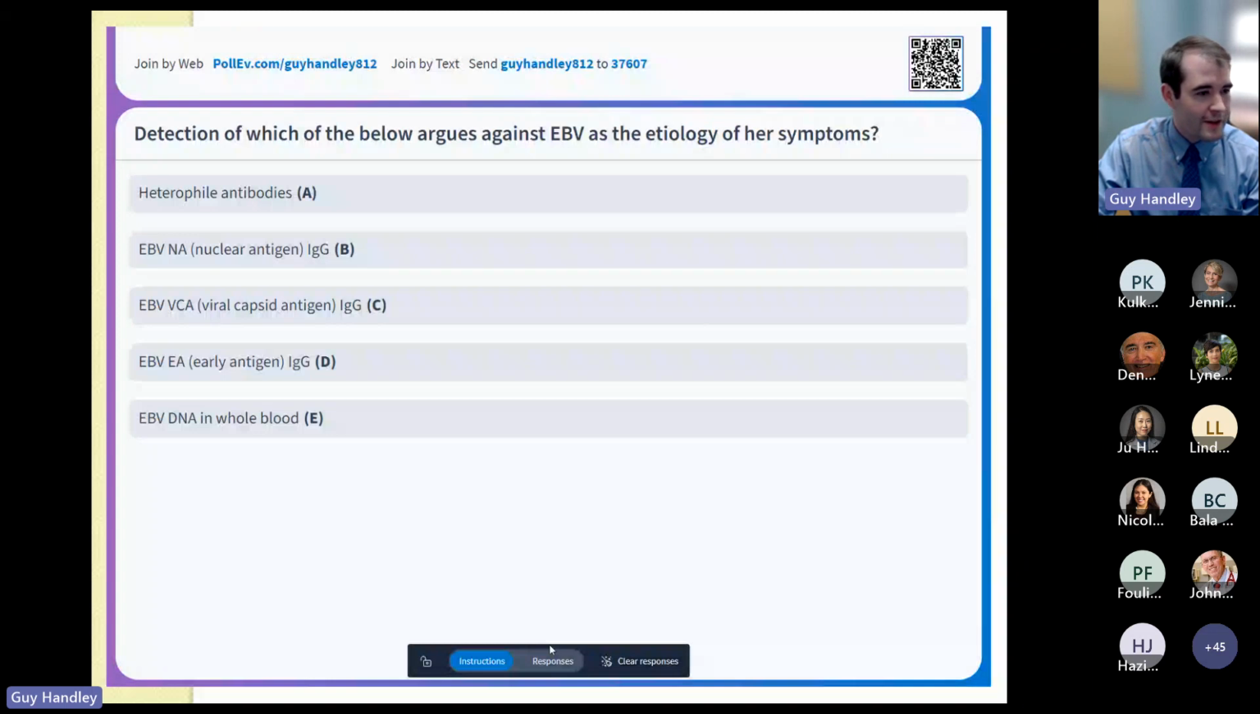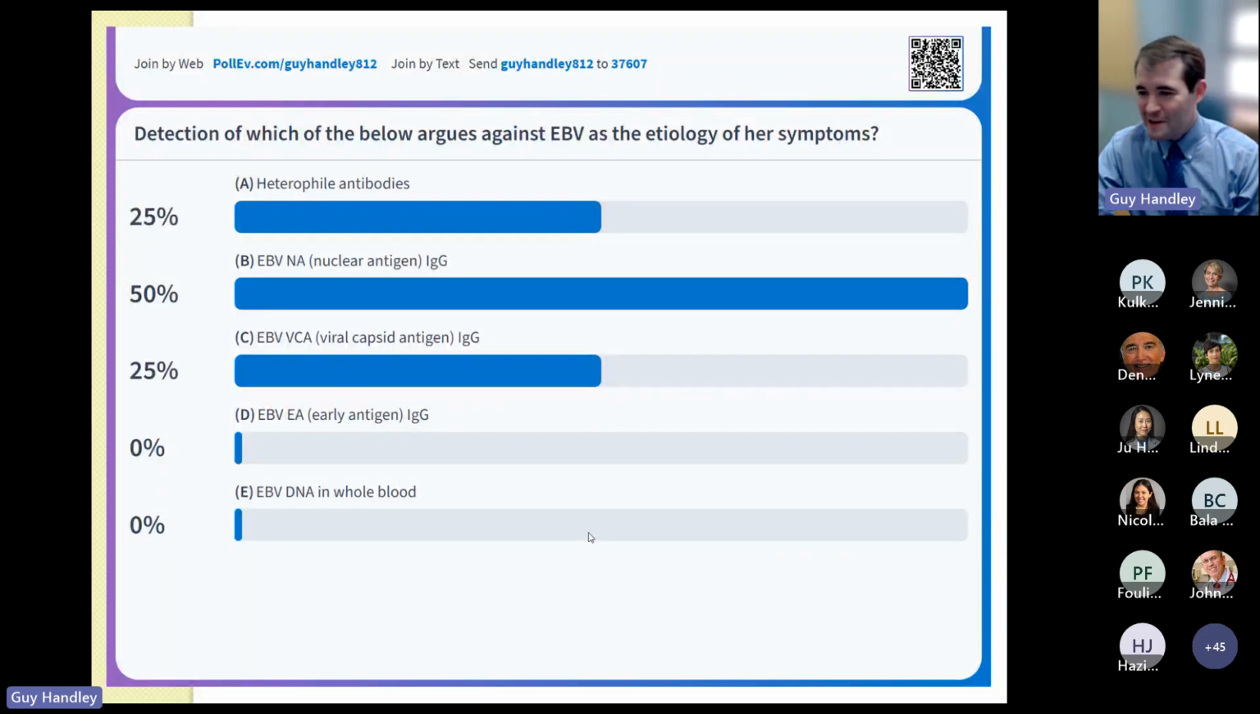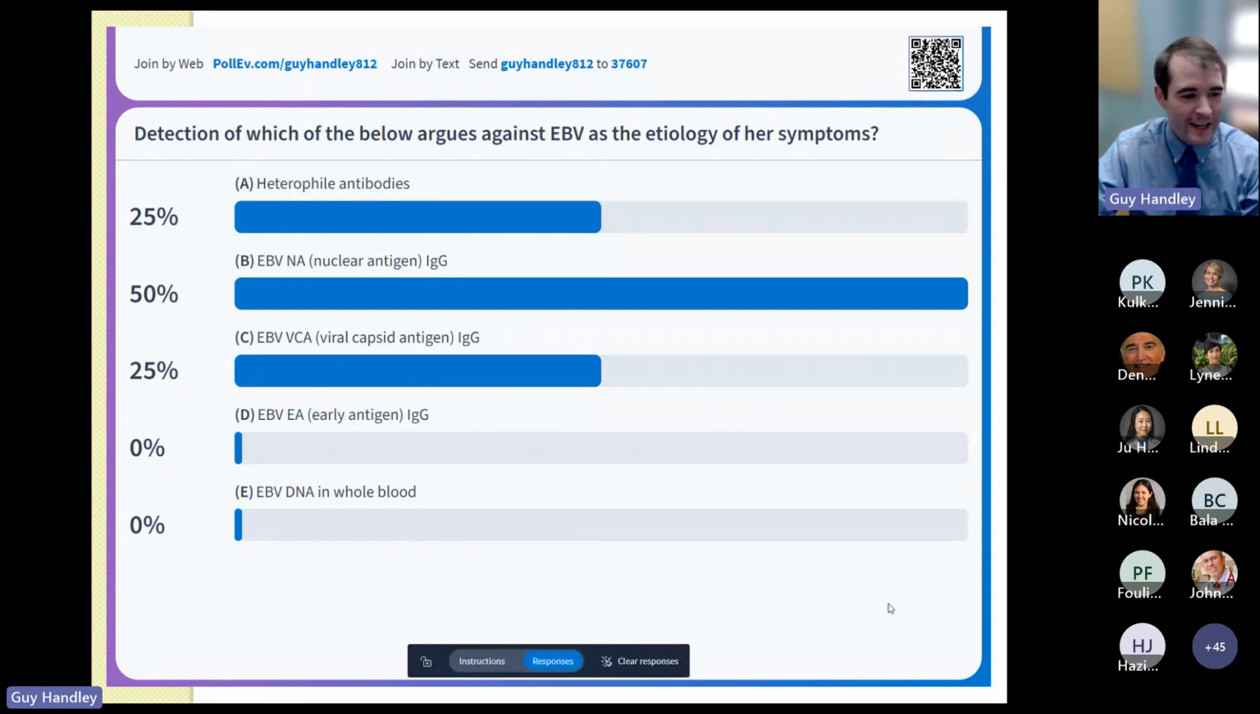Pull up some of the responses. So, okay, great. I didn't trick you. So the right answer is the nuclear antigen IgG, and we'll go through how to really interpret these serologies because they're very complex.